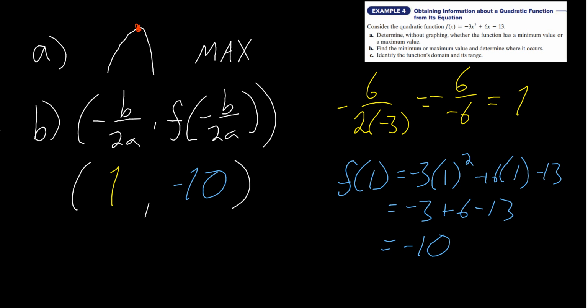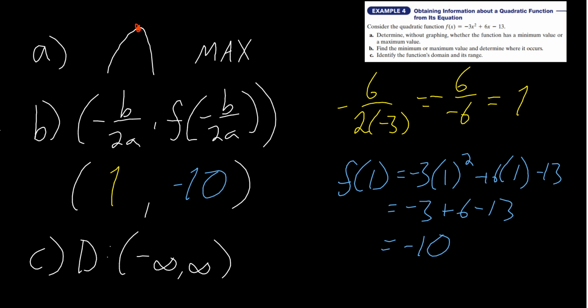C reads, identify the function's domain and range. Well, guys, this is a quadratic equation. If you recall with my domain Bible we talked about a few sections ago, every equation's domain is negative infinity to positive infinity, unless we have those two stipulations: if we have a variable in the denominator, or if we have a variable in an even indexed root. Well, this is a quadratic function. All quadratic functions have domains from negative infinity to positive infinity.